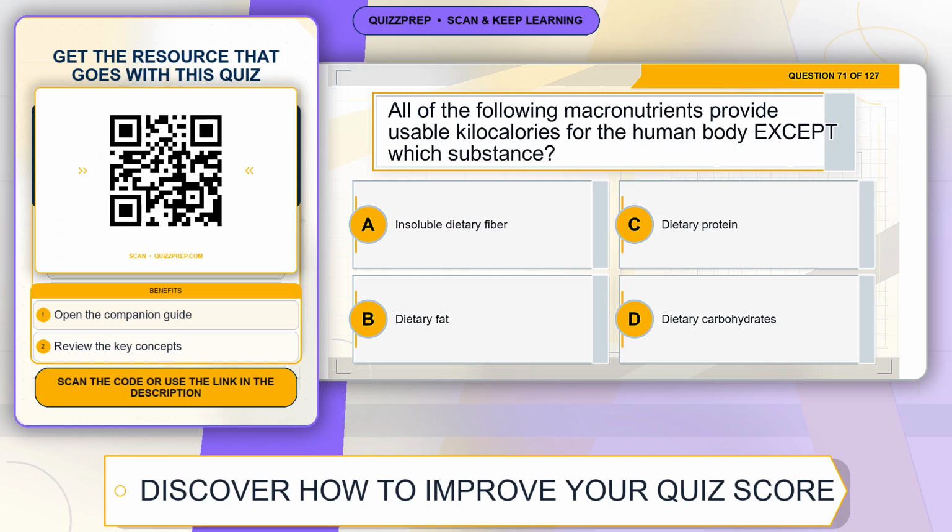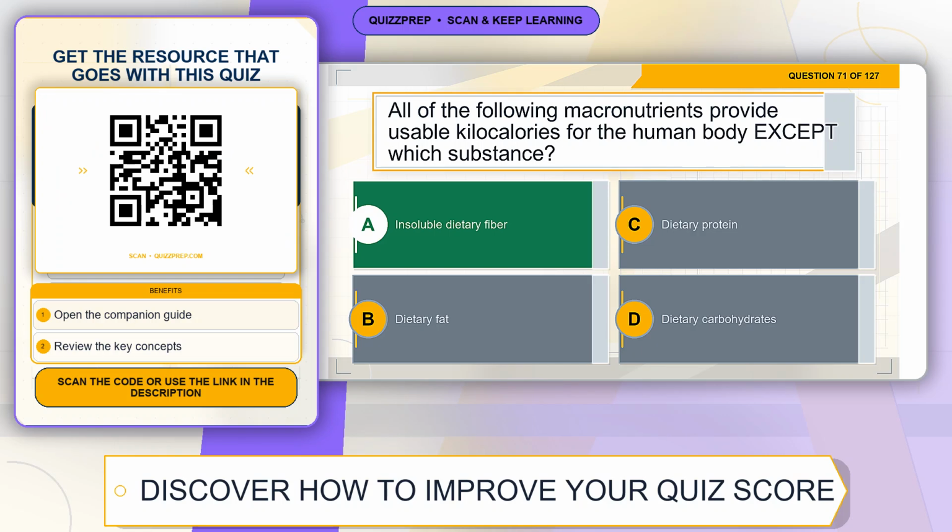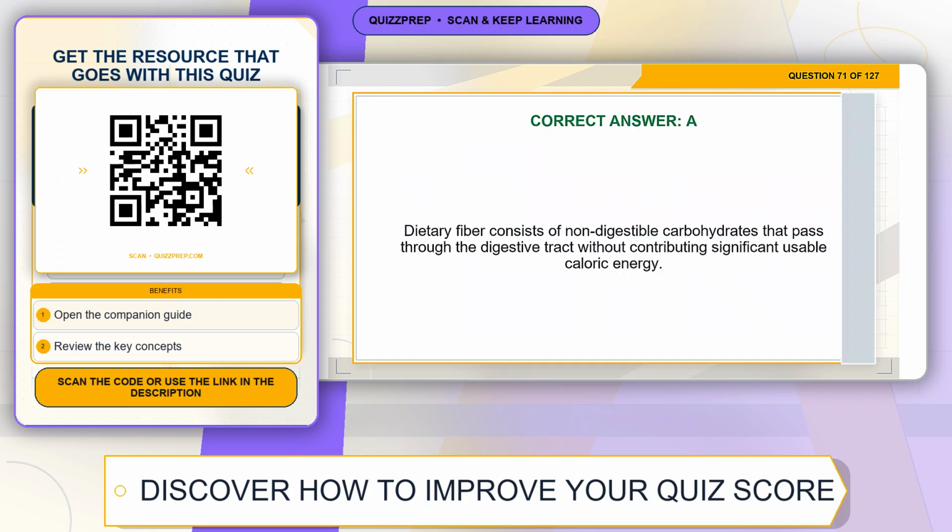Question 71. All of the following macronutrients provide usable kilocalories for the human body except which substance? Option A, insoluble dietary fiber. Option B, dietary fat. Option C, dietary protein. Option D, dietary carbohydrates. The correct answer is option A, insoluble dietary fiber. Explanation. Dietary fiber consists of non-digestible carbohydrates that pass through the digestive tract without contributing significant usable caloric energy.